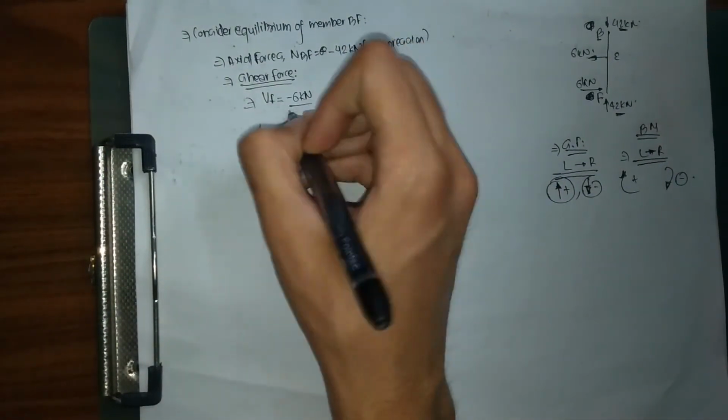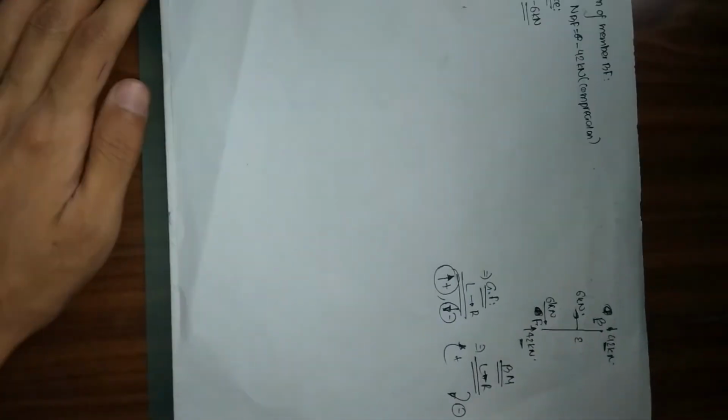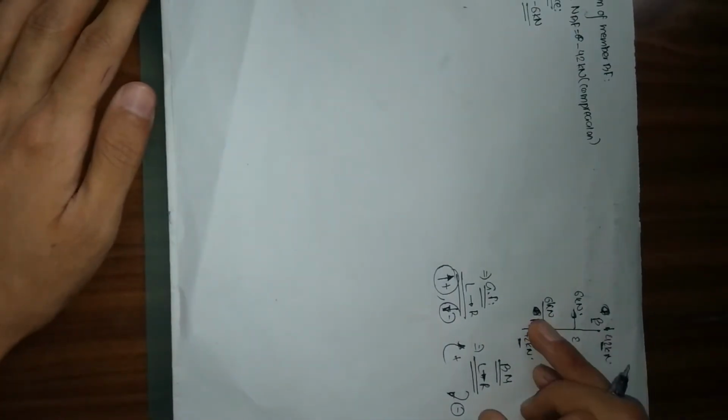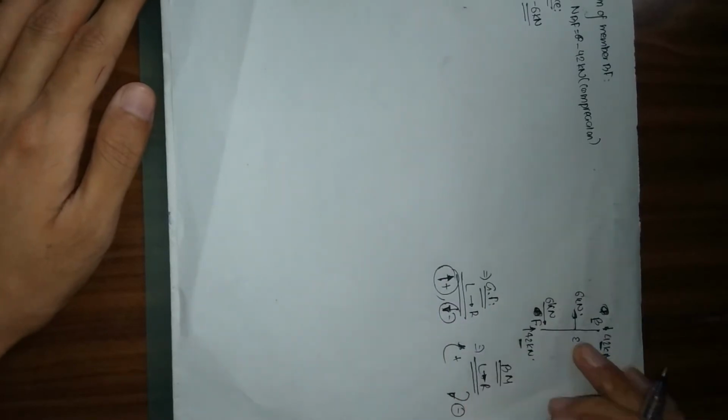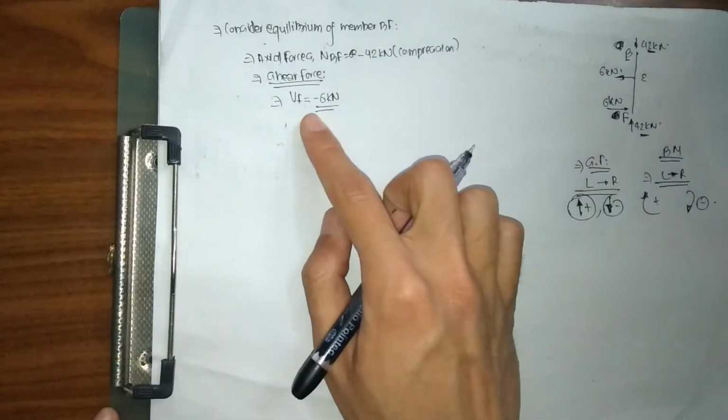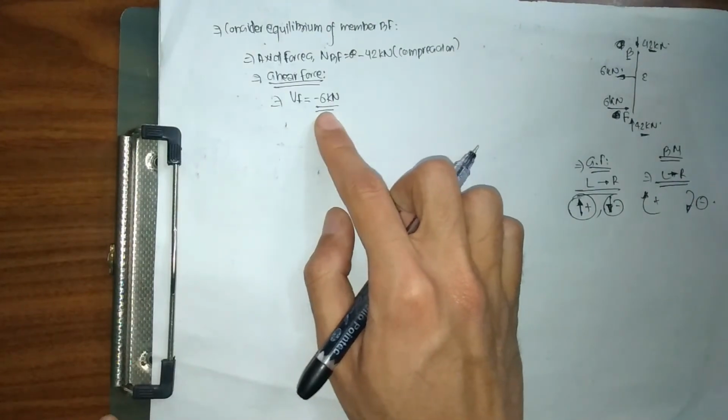Let me explain why minus 6. As you can see here, right now I am moving from F to B. Since I explained before, while moving from left to right, upward forces are positive and downward forces are negative. This 6 kN is acting downward, which means negative. So I am going to simply write my shear force at F, BF, is simply going to be minus 6.